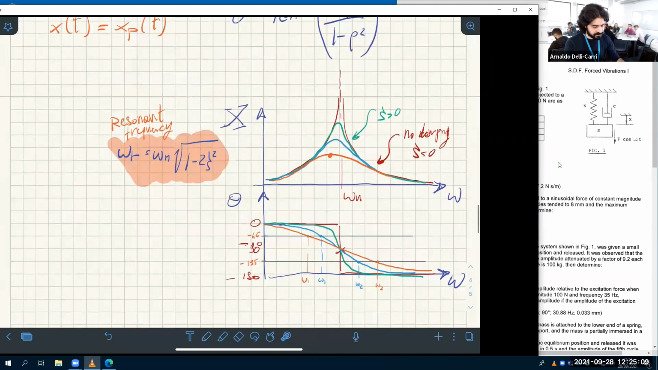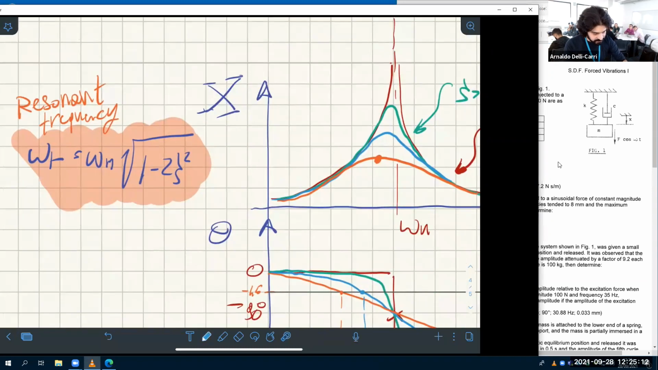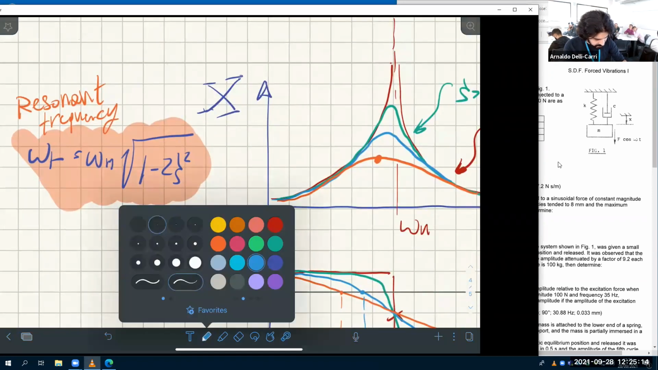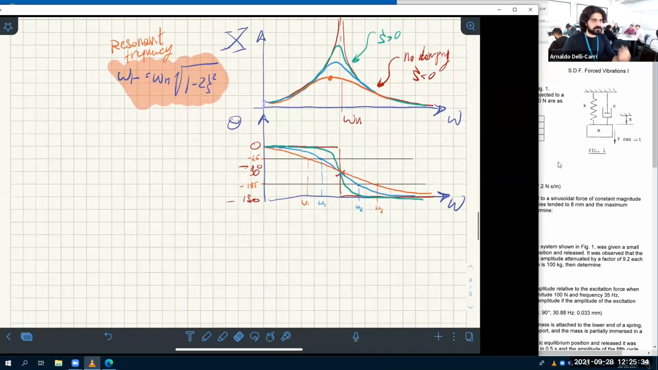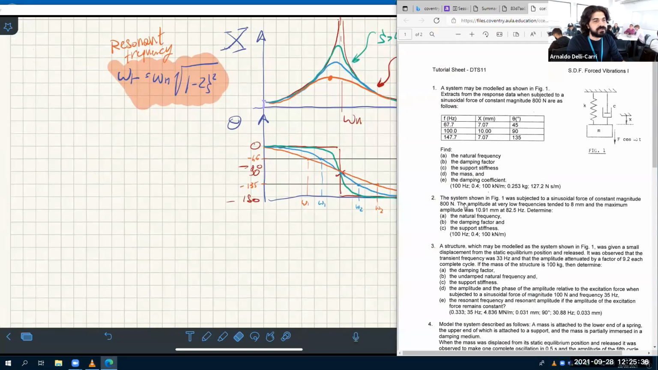So that means this tiny distance here, which I'll mark as this distance here, where all these curves converge when omega is 0, is just F over K. That's it. Okay. So let's make use of this fact in question 2. This is DTS 11, question 2.